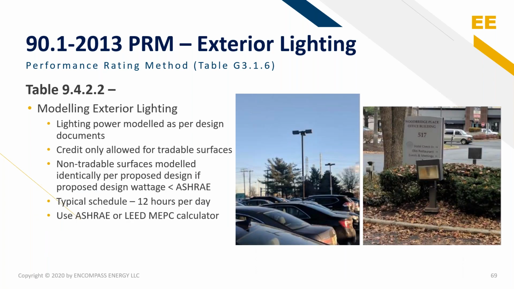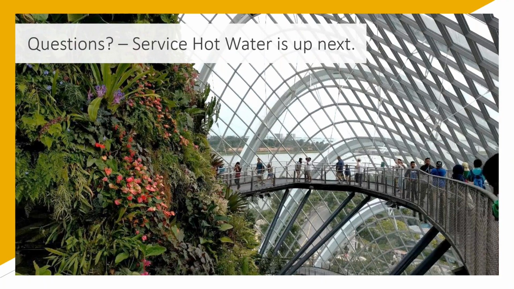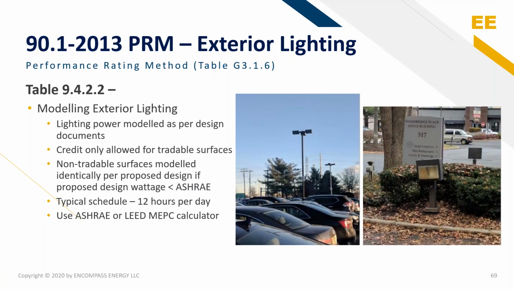Then there are some controls required. Generally, you're going to model exterior lighting at 12 hours a day. The control requirements now within the standard dictate that you need to have occupancy based or time clock control based in addition to a photocell. We haven't seen it enforced very much, but it is roughly another 6 hours of operation reduction. So anyway, that's that. So lighting.